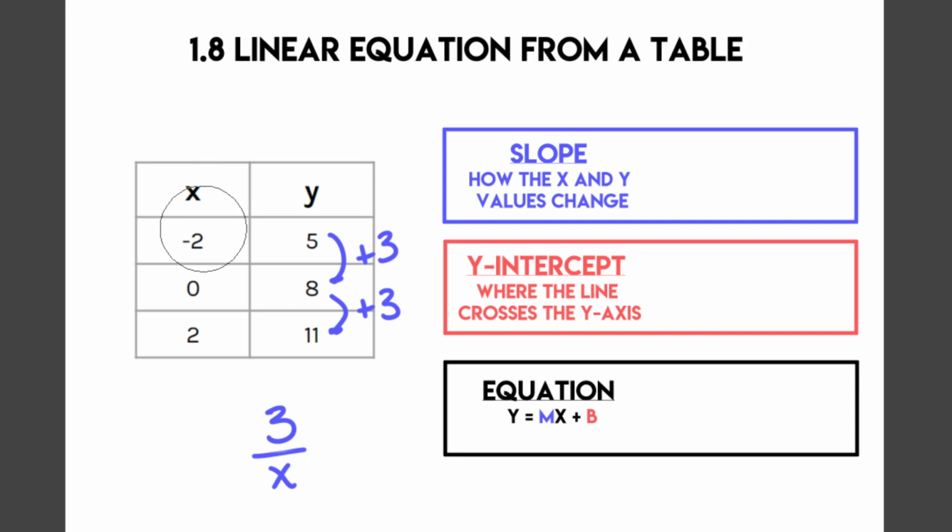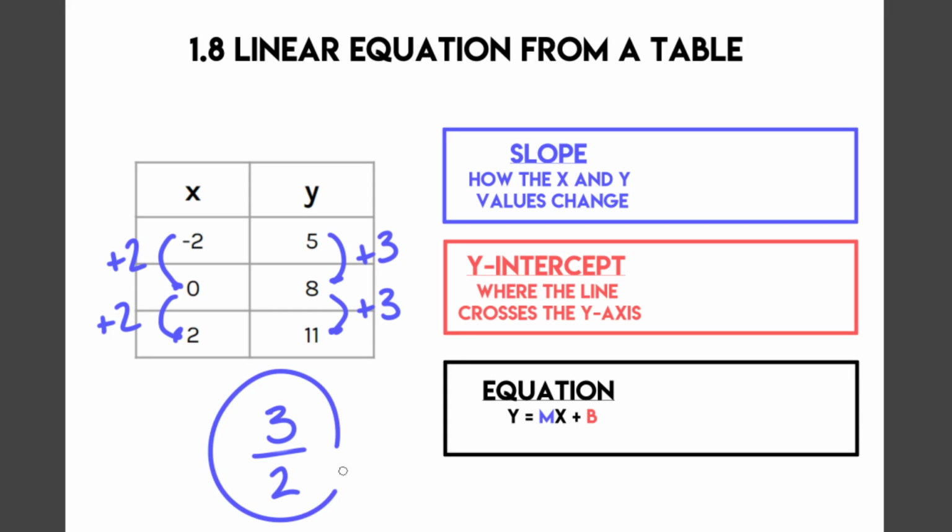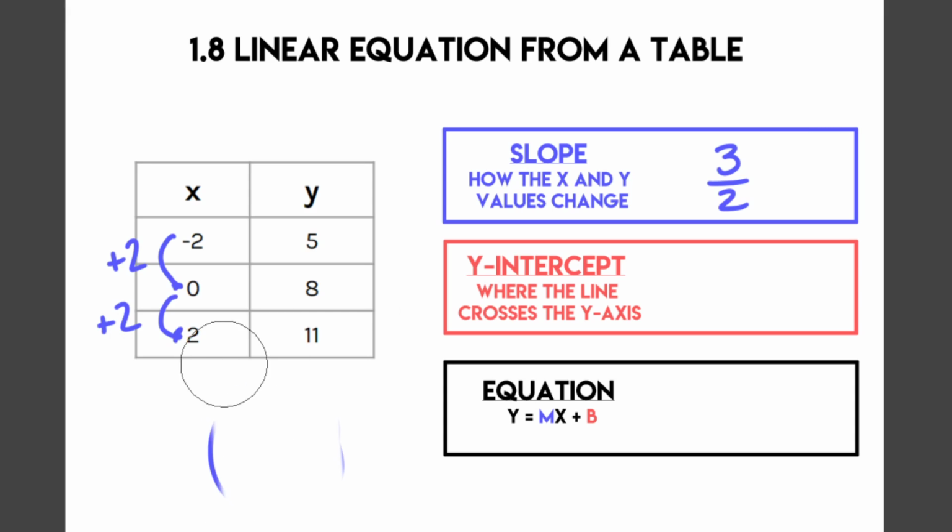My x value goes from negative 2 to 0. So this is adding 2. And then from 0 to a positive 2. So once again, it adds 2. So my change in x is going to be the number 2. And there's my slope. 3 over 2. Let's find that y-intercept.